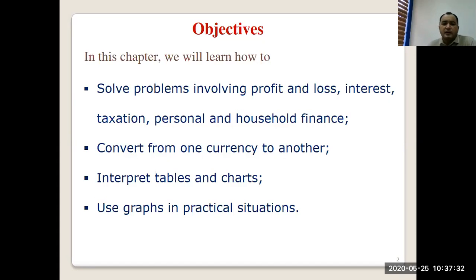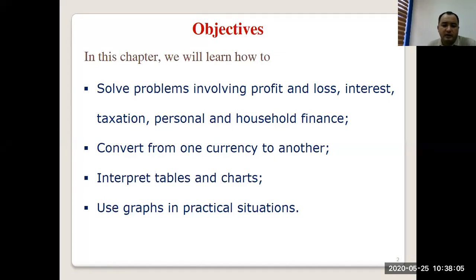Anyway, this chapter contains profit and loss problems and interest, taxation, personal and household finance. And converting from one currency to another, that means converting from Khmer Real to US dollar or US dollar to Khmer Real, Thai baht into Malaysian ringgit to Singaporean dollar, and a lot of currency exchanges.